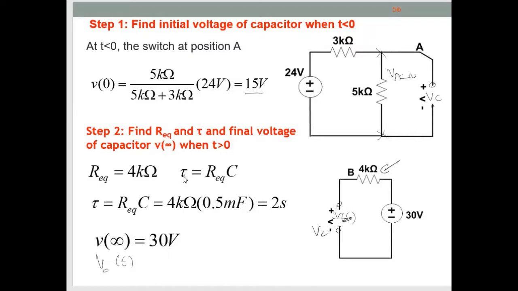And tau here, how to calculate tau? Just include the resistor that exists in the circuit for t more than 0. For this condition, we don't want to consider the other resistor; just consider the resistor that exists in the circuit when t more than 0. Straightforward, use the R equivalent here, only 4 kilo ohm, times the capacitor. This value is given in the question. You will get tau here, 2 seconds.